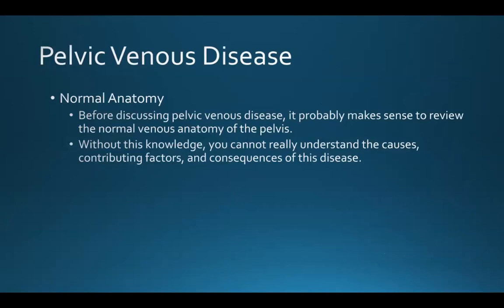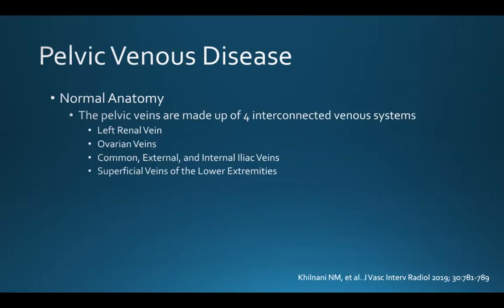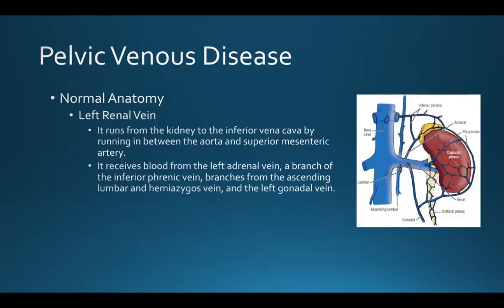So before we get into a full discussion about pelvic venous disease, I think it makes sense to review the normal venous anatomy of the pelvis. Without understanding the anatomy, you can't really understand the causes, contributing factors, and consequences of this disease. The pelvic veins are made up of 4 interconnected venous systems. This includes the left renal vein, the ovarian veins, the iliac veins, including the common, external and internal iliac veins, and the superficial veins of the lower extremities.